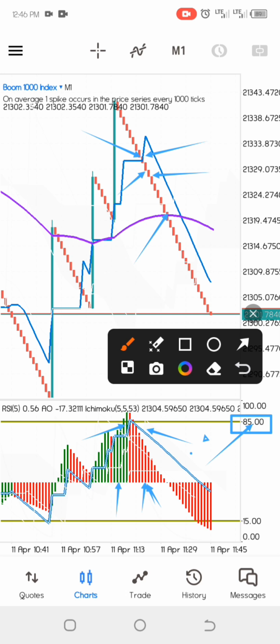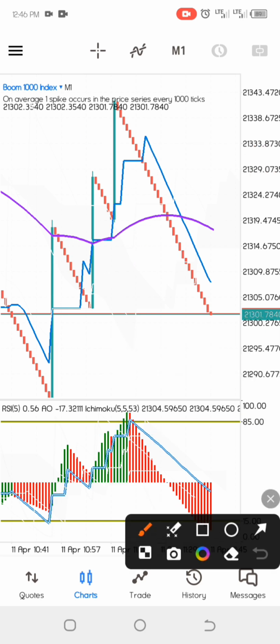Now to take your profit, when you are seeing that the oscillator is showing you a sign that it is going to the oversold level, which is this right here. It's changing from this oversold to the overbought level. Now let me show you guys what I mean by that.